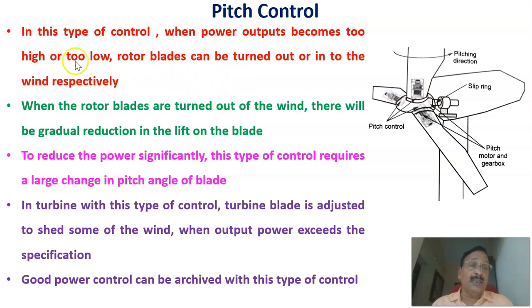Therefore, if the power output becomes too high in this type of control, then the rotor blades are to be turned out of the wind. That can be done by using the pitch control. This is the tower, these are the blades, and this is the pitching direction, so that the blade angle will be changed. The pitch control mechanism is shown here.